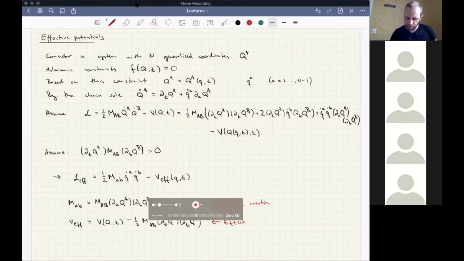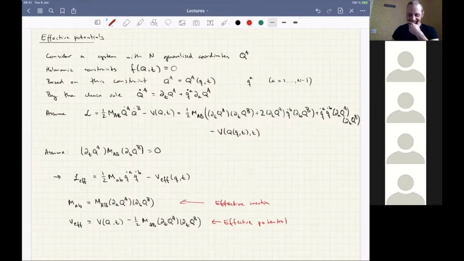Could you please scroll a bit, because the recording icon is in the way of what you're writing? Yeah. Okay. Sorry. There. Oh, thanks.